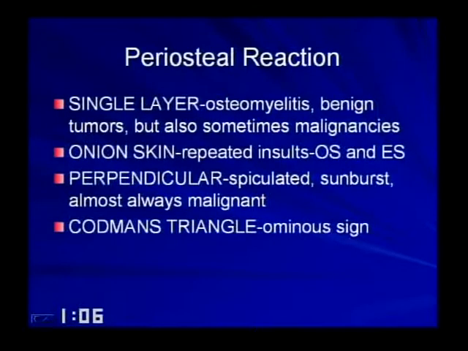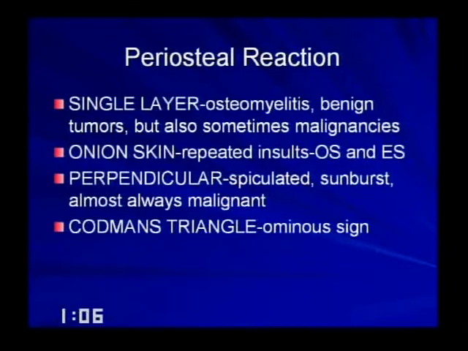Now, what about periosteal reaction? That's the next parameter that I want to talk about. Well, the periosteum on a normal plain film is soft tissue density, and you're not really going to be able to see it. But sometimes you can tell, or at least have an idea about the underlying insult if you look at the way the periosteum is reacting.